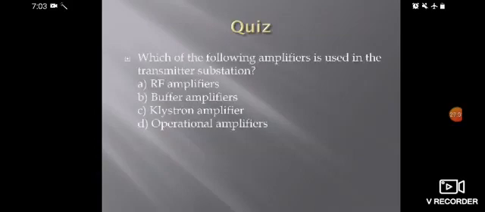Let us have a quiz. Okay, so which of the following amplifiers is used in the transmitter substation? The first option is RF amplifiers, the second option is buffer amplifiers, the third option is Klystron amplifier, and the fourth option is operational amplifiers. So what is the answer? Please note this question.